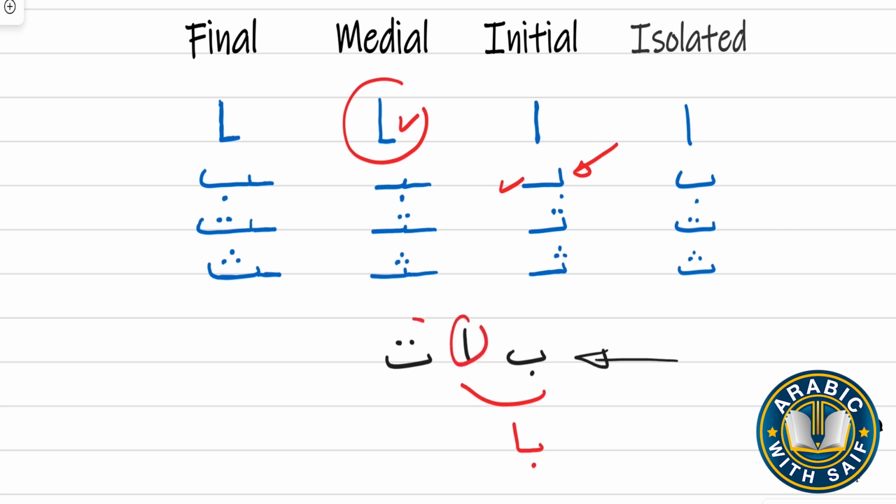Second, we'll check the relation between Alif and Ta. Alif in the middle form is not allowed to connect to any letter after. So the final form of letter Ta will change to be isolated form. And this will be the final form for this word. Let's read it. Bat. Bat means has become.